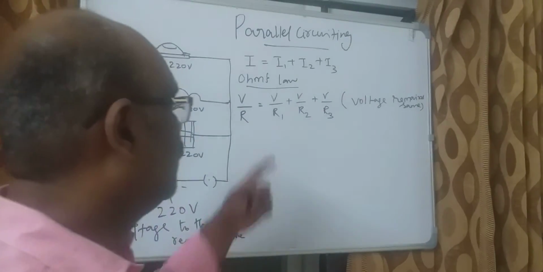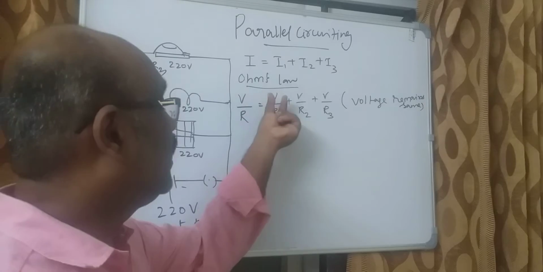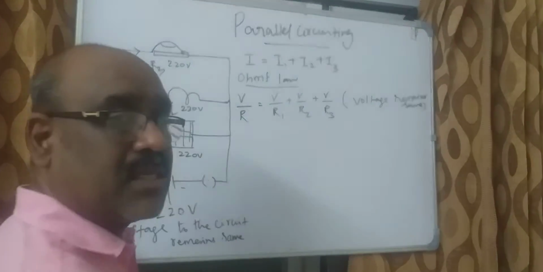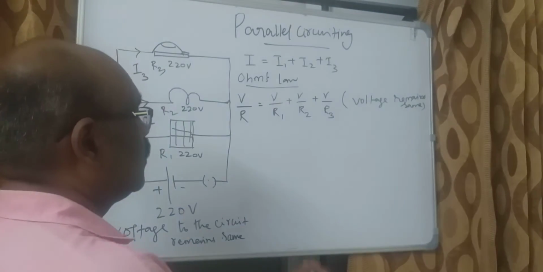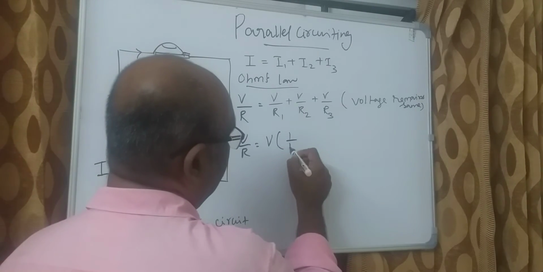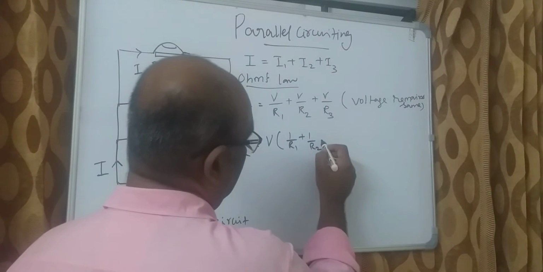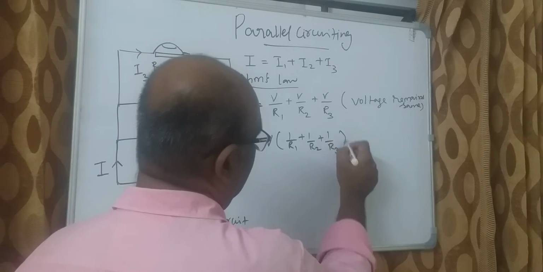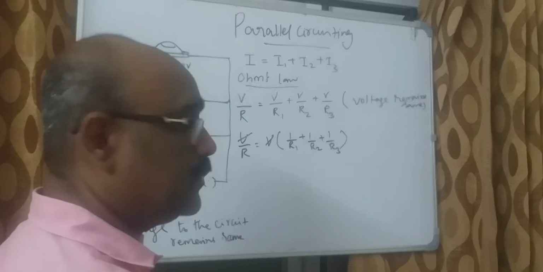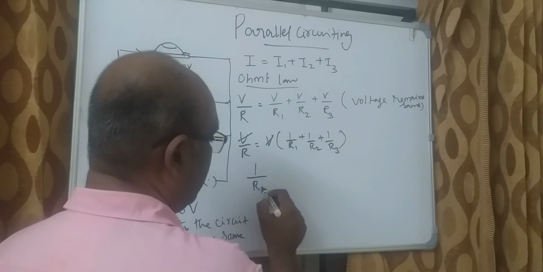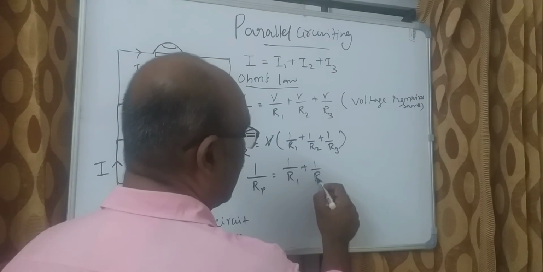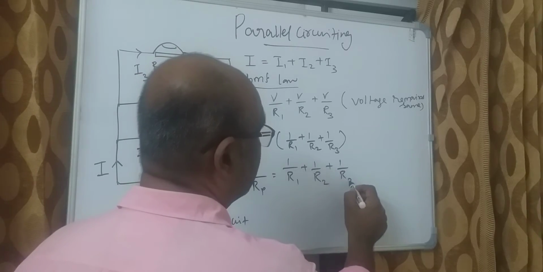So I cannot put V1, V2, V3, as the voltage is remaining the same for all the three resistors. So V by R is equal to, if I take V common, 1 by R1 plus 1 by R2 plus 1 by R3. So V will get cancelled. Therefore, what we will get is 1 by Rp is equal to 1 by R1 plus 1 by R2 plus 1 by R3.